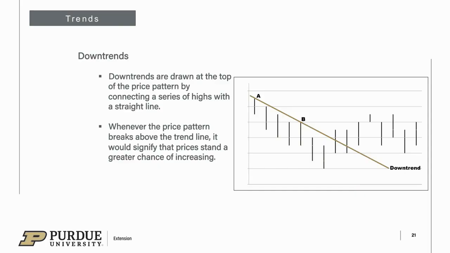So in the chart shown here, our downtrend is connected at points A and B, and then we've also labeled our breakout point, where prices have started to rise above it. And that's kind of nice because we always want higher prices. So now that we've taken a look at our trends, we're going to take some time to look at reversals.